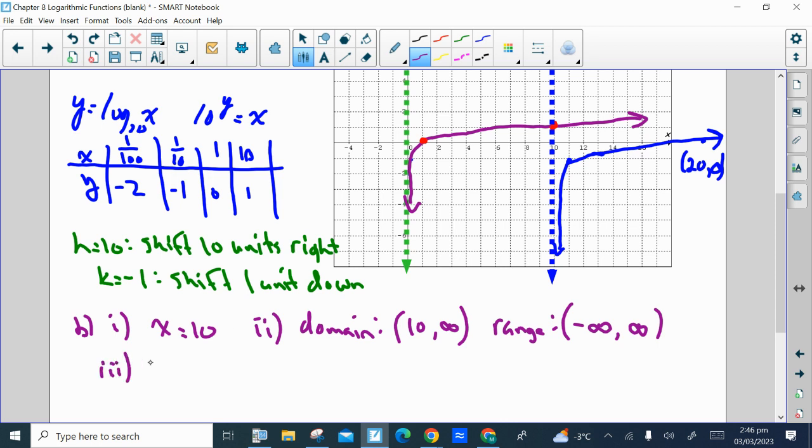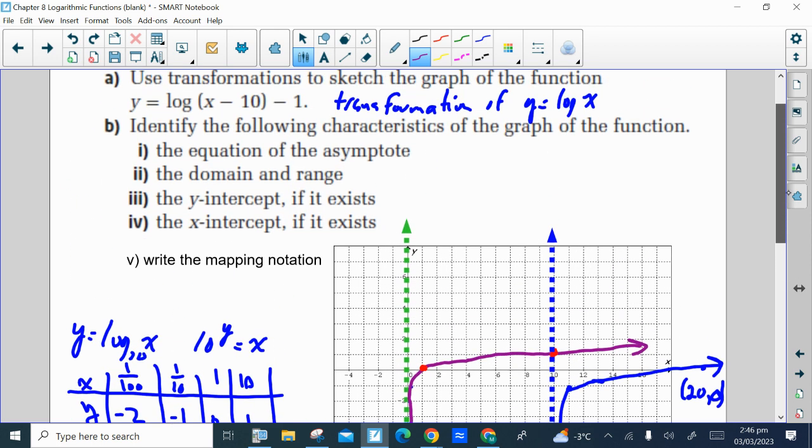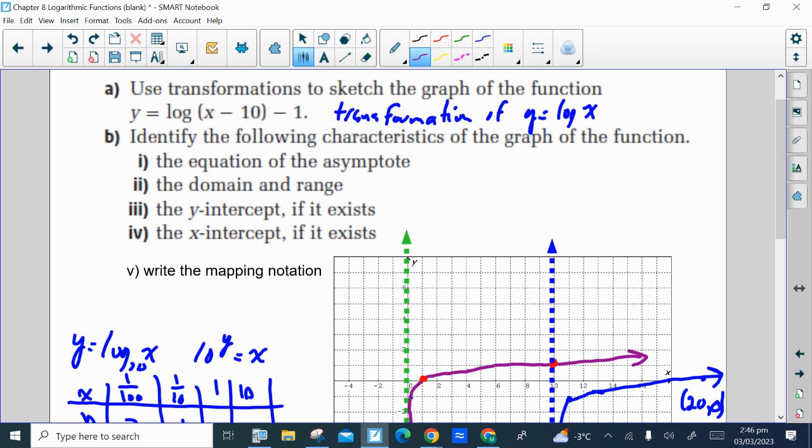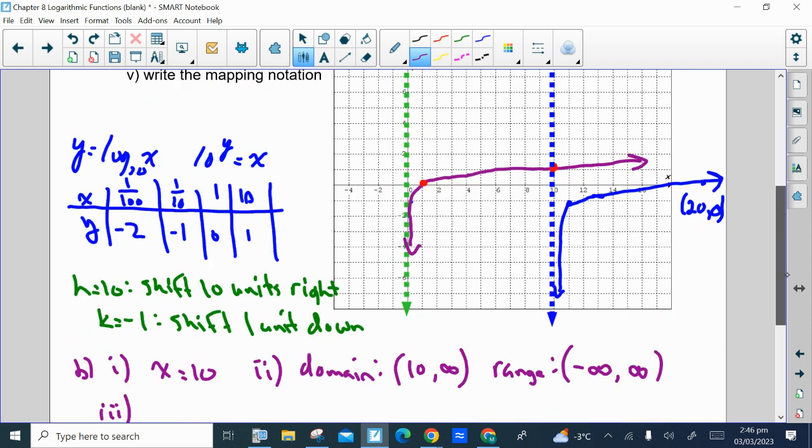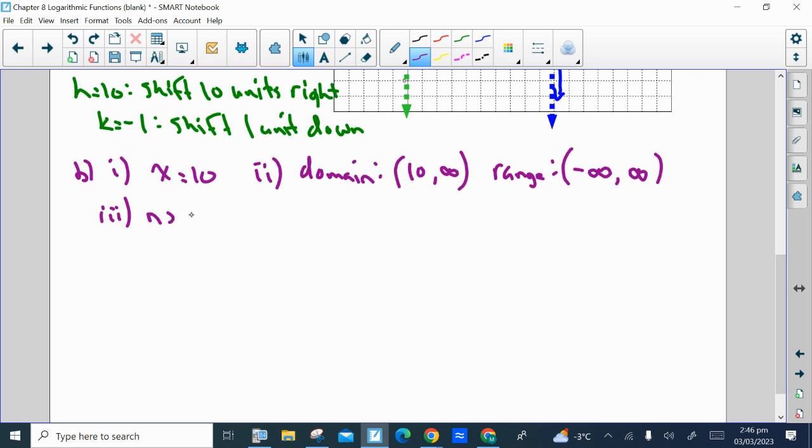The y-intercept, we can find that. Well, it doesn't look like there is a y-intercept, but if you let x equal 0 in that equation, you'd be taking the log of negative 10, which you cannot take the log of a negative number. So that's why there is no y-intercept.